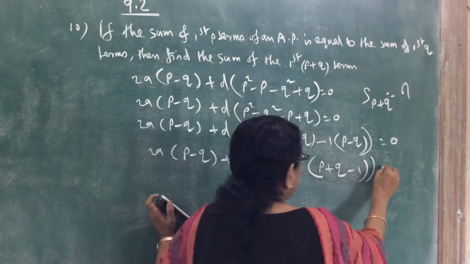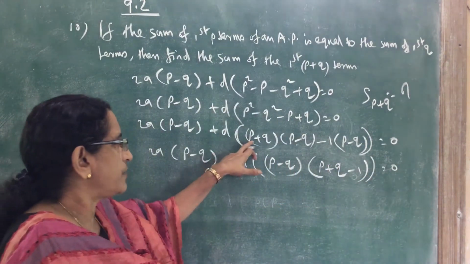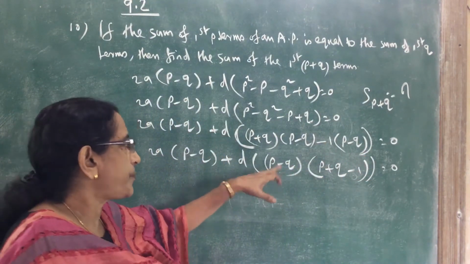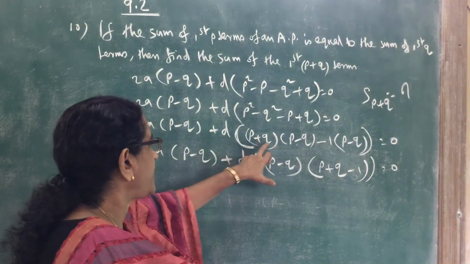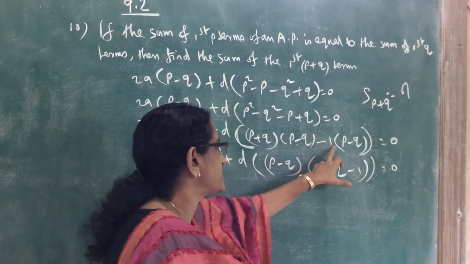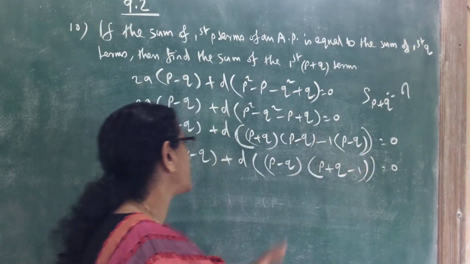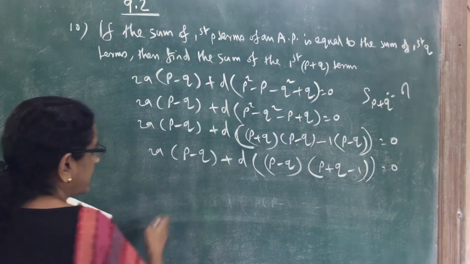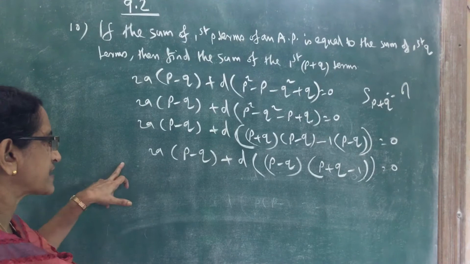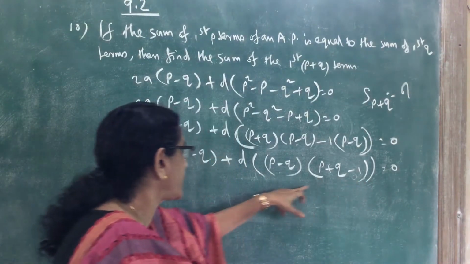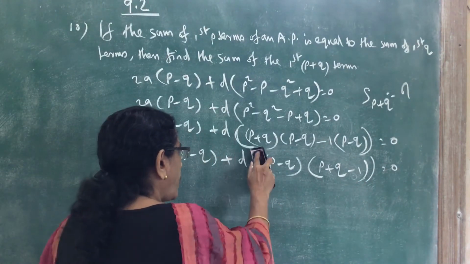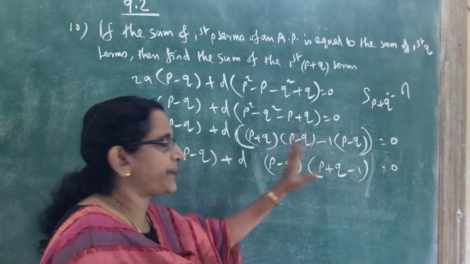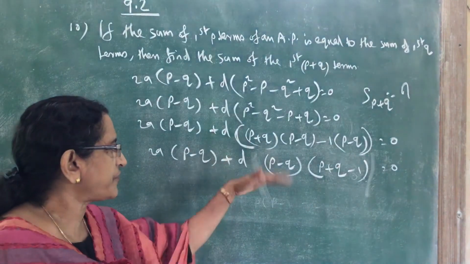That is equal to 0. So from the first term and second term, p minus q is taken common. So p minus q into, here remaining p plus q, here remaining minus 1, p plus q minus 1 into d equal to 0. Now in the first term, p minus q is a factor, and here also p minus q. Now it is multiplication, so no need of this bracket because this is multiplication. P minus q into p plus q minus 1 into d.